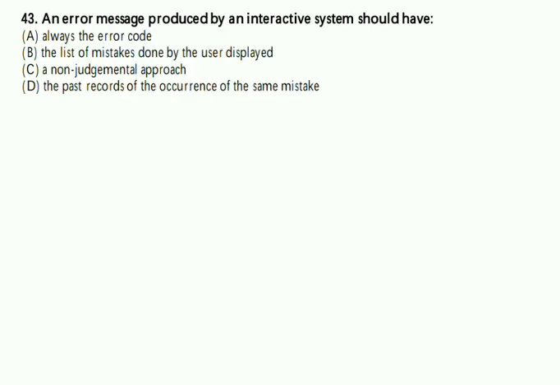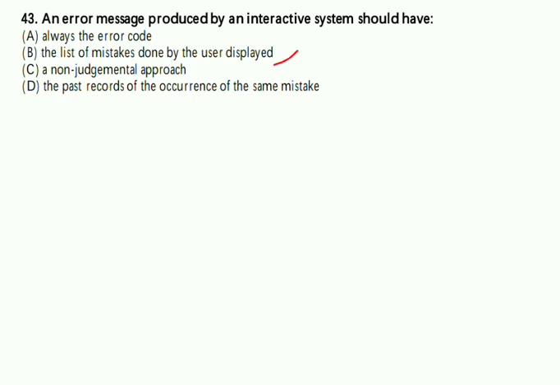An error message produced by an interactive system should have. So in general, every error message or warning produced by an interactive system should have characteristics like describing the problem in language the user can understand, providing constructive advice for recovering from the error, and the message should be non-judgmental. So here option B is the correct one.